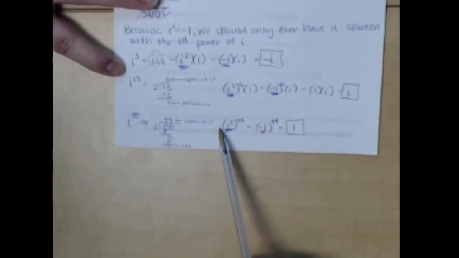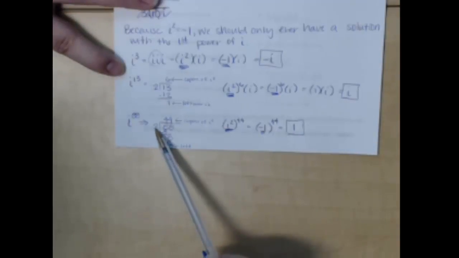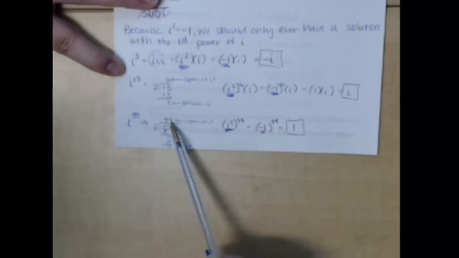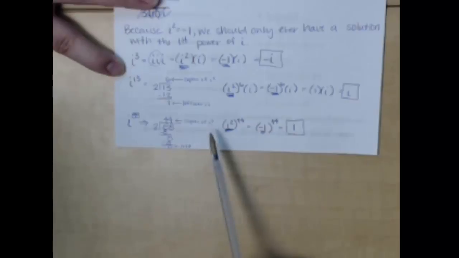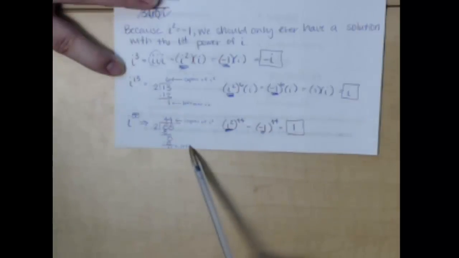So what you're doing is you're hoping to replace i squared with negative 1. To figure out how many i squareds you have, you just do 2 divided into whatever your exponent is. That tells you how many copies of i squared you have and how many leftover i's you have. Then you should be able to simplify.